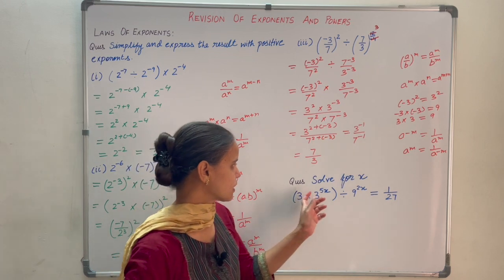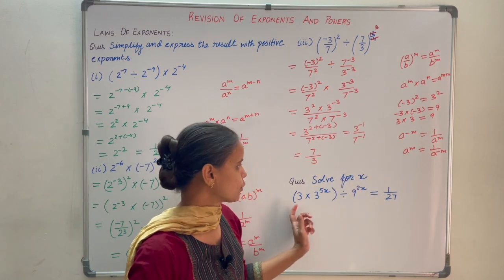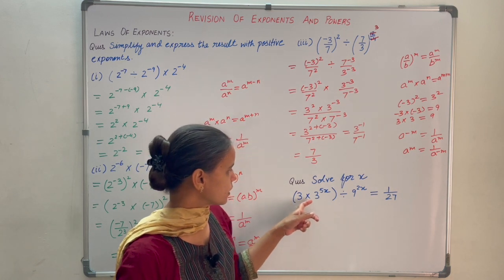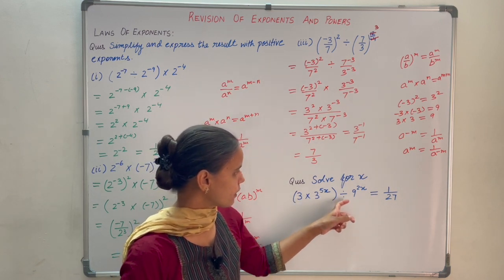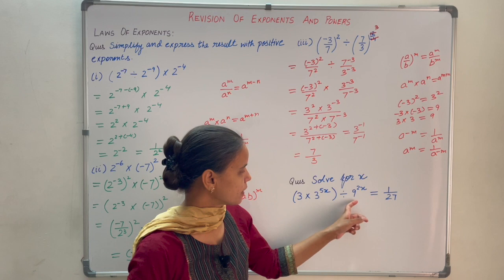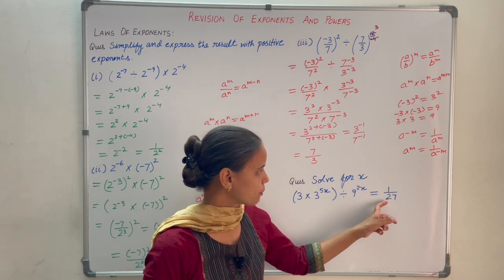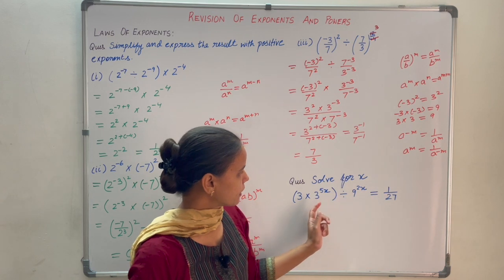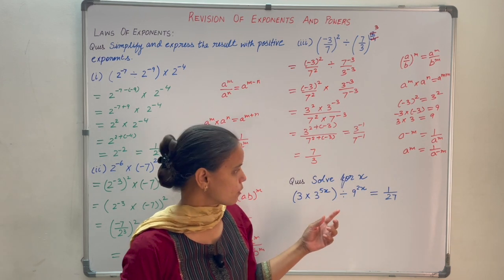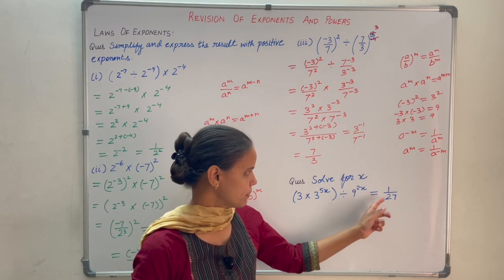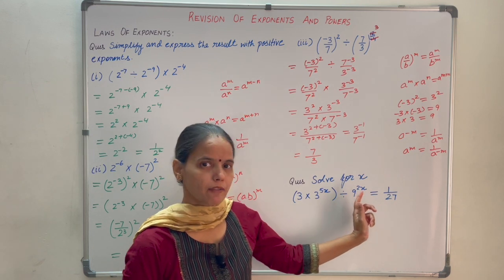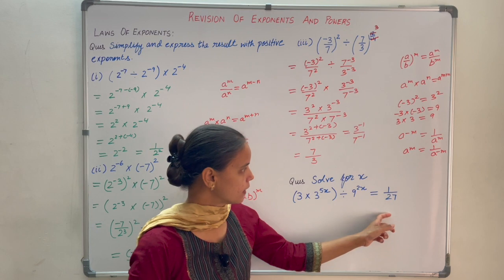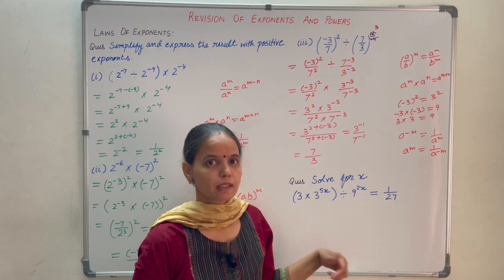Now let us take this question, solve for x. So you have to get the value of x here. So here you can see 3 into 3 raised to power 5x divided by 9 raised to power 2x is equal to 1 upon 27. So to apply the law here, I have to make the base same or the power same. I am going to make the base same, and all the bases I will make as 3, because 9 can be expressed as 3 square and 27 is expressed as 3 cube.